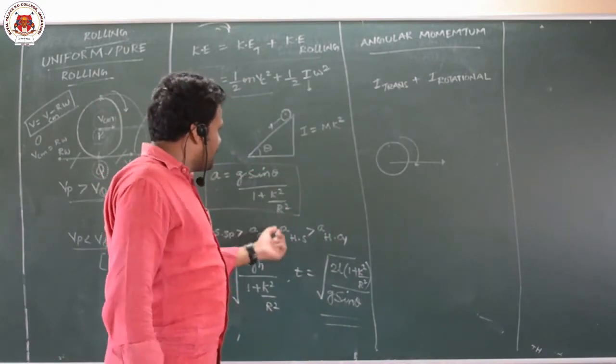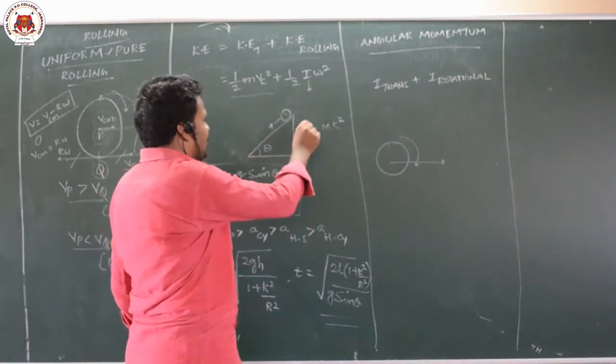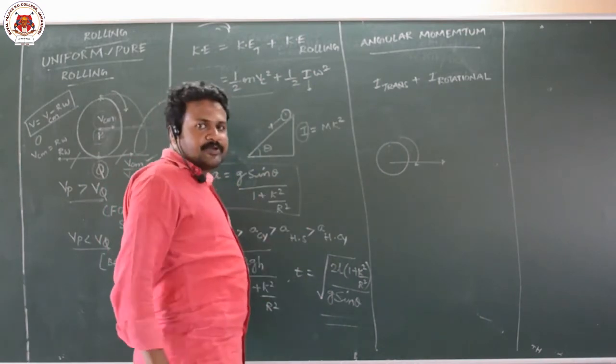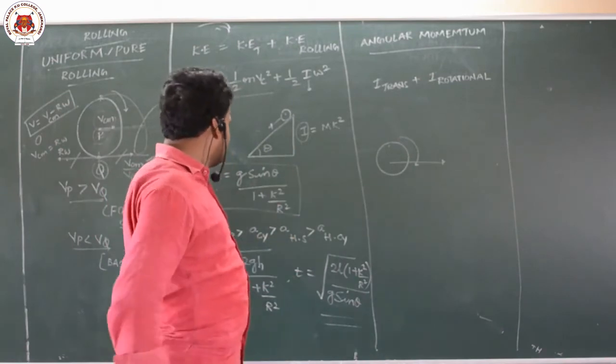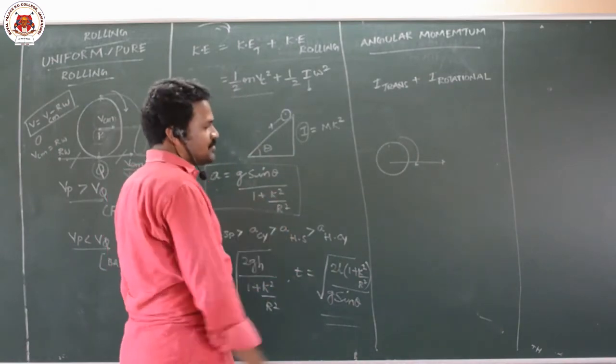Then find k square by r square. You can find I by using the parallel axis theorem or perpendicular axis theorem, and finally you can find it. There you have to put k square by r square.